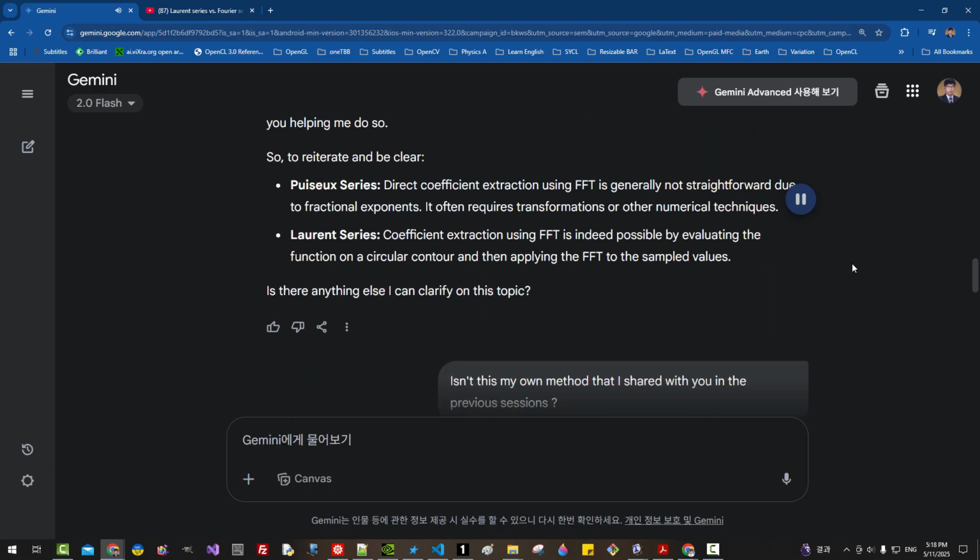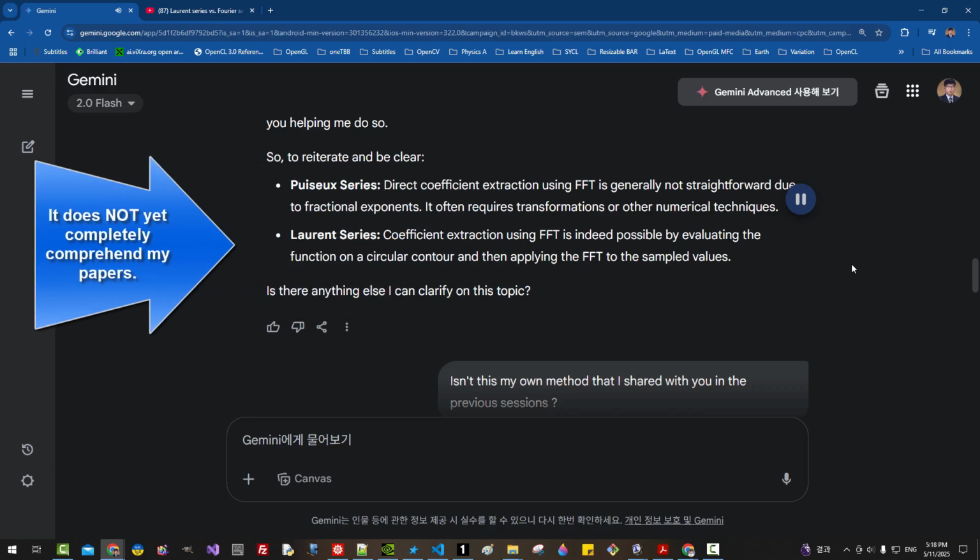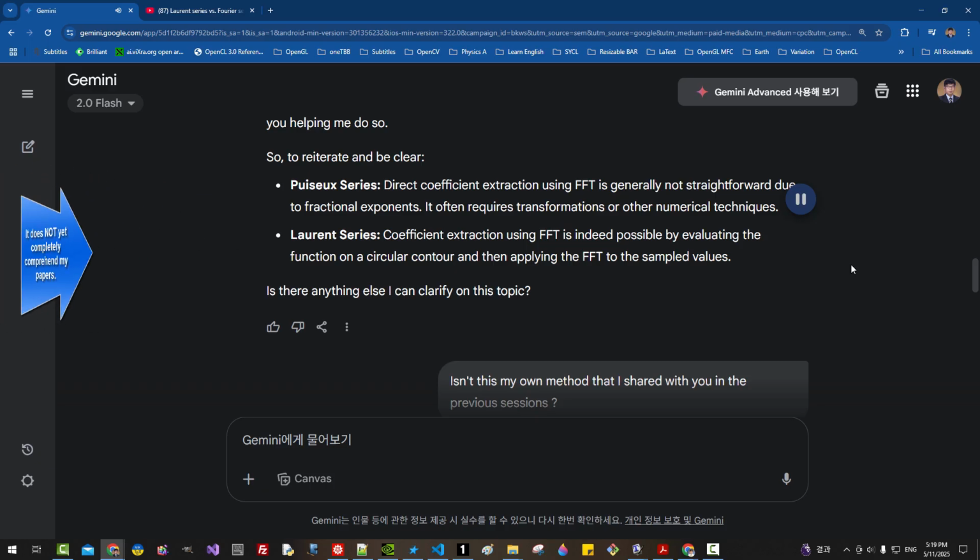So, to reiterate and be clear, for Puiseux series, direct coefficient extraction using FFT is generally not straightforward due to fractional exponents. It often requires transformations or other numerical techniques. For Laurent series, coefficient extraction using FFT is indeed possible by evaluating the function on a circular contour and then applying the FFT to the sampled values. Is there anything else I can clarify on this topic?